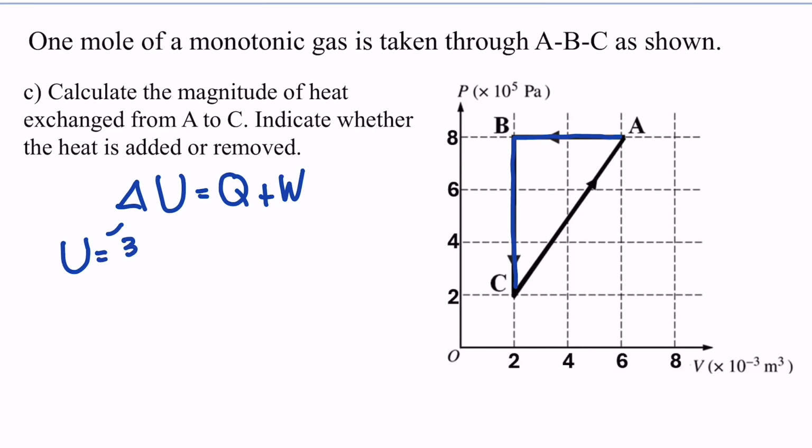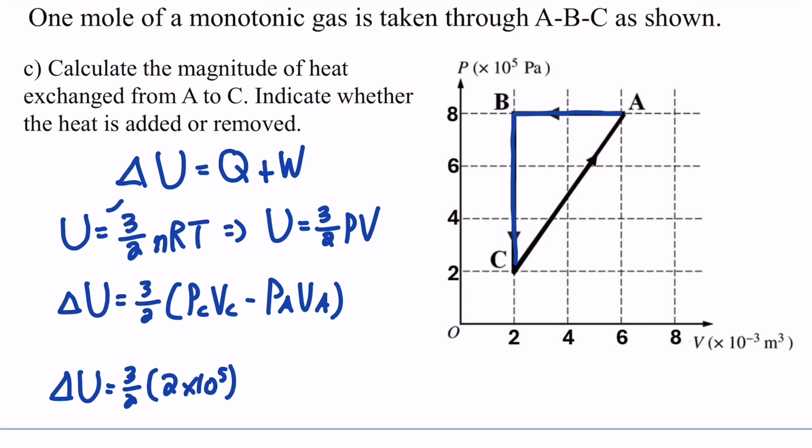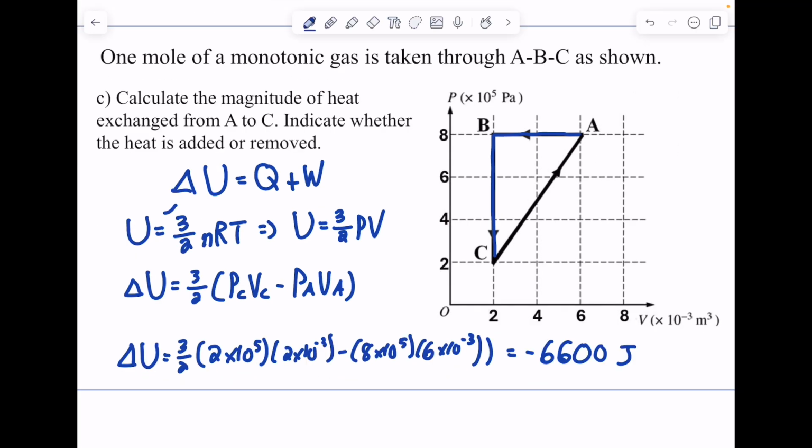So U was equal to 3/2 nRT. And then combining that with the ideal gas law that PV equals nRT, I can say that U is 3/2 times PV. So to find the change in U going from A to C, I would do 3/2 times pressure at C, volume at C, minus the pressure at A times the volume at A. And for this process, I get that the change in internal energy is negative 6,600 joules of energy that's lost.